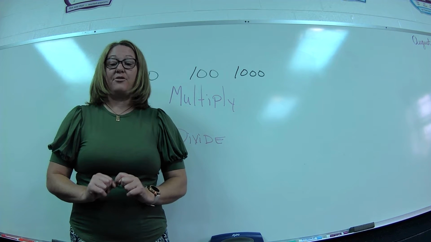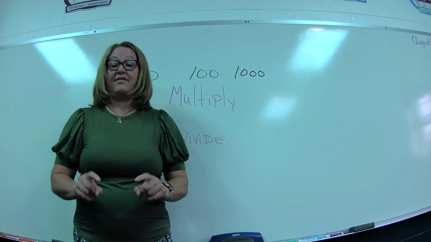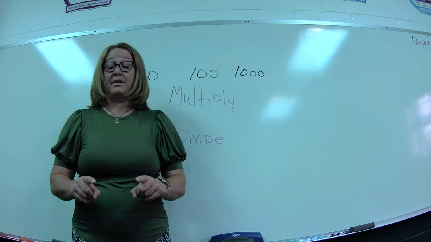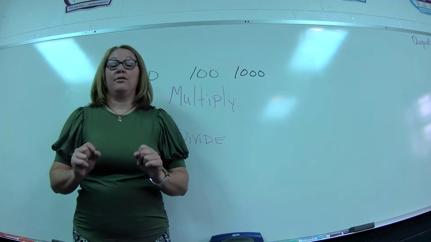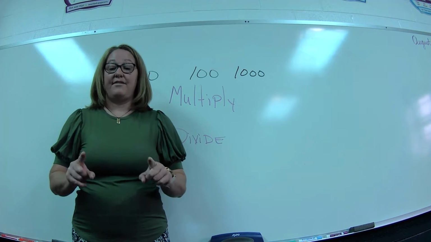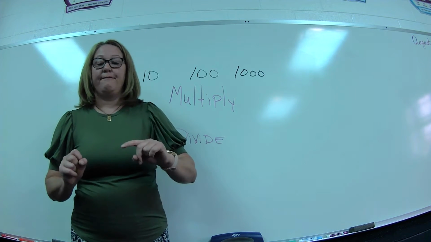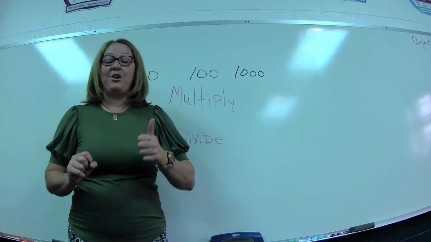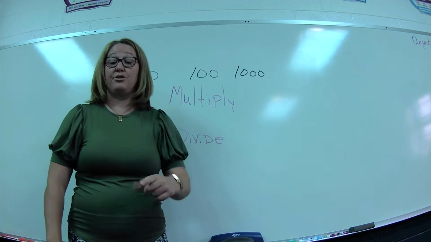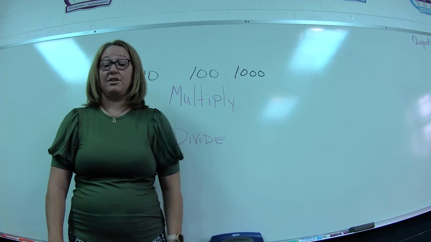Let's do the same thing with 100. 100, 200, 300, 400, 500, 600, 700, 800, 900, 1,000. Count backwards. 1,000, 900, 800, 700, 600, 500, 400, 300, 200, 100, 0. Okay, you could do the same with 1,000. 1,000, 2,000, 3,000, 4,000, 5,000, and so on.